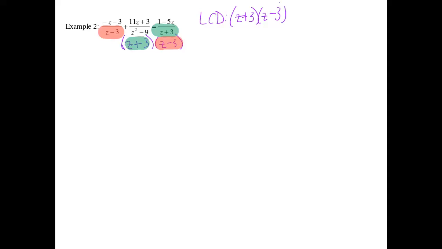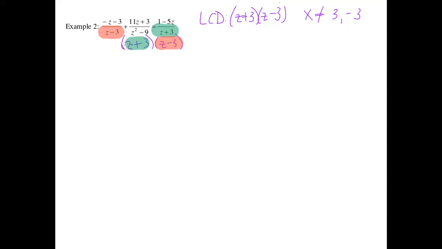And now, since I found the least common denominator, finding the excluded values is actually easier, because I don't have to look at each denominator individually. If I set each of these factors, z plus 3 and z minus 3, equal to 0, I'm going to get a positive 3 and a negative 3. So at the end, if this time our answers are positive 3 and negative 3, or any combination of those two, then this would also be a no solution. So let's see what happens.